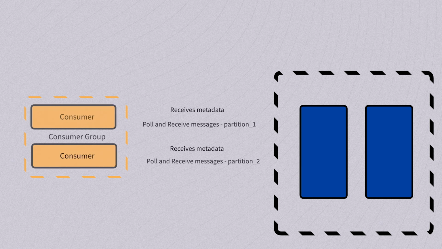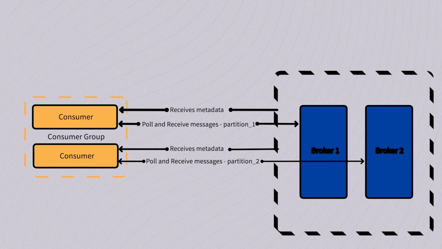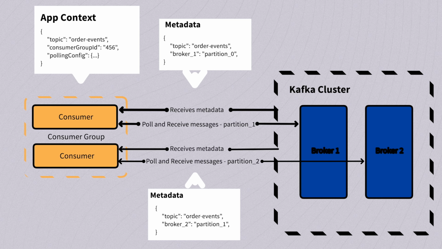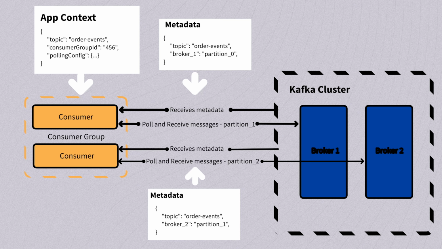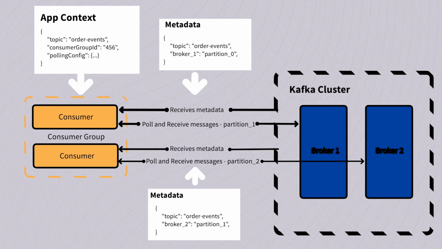Consumer and consumer group. Consumers are applications that read messages from Kafka. They use a pull model, which means they periodically poll brokers for new data. Each consumer tracks its offset, so it knows exactly which messages have been processed. Offsets are also stored on the broker side, allowing reliable message processing and recovery after restarts.